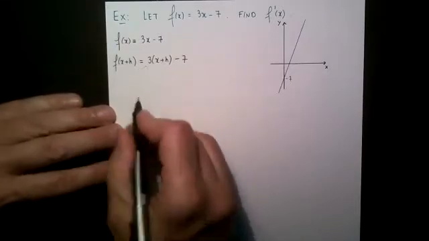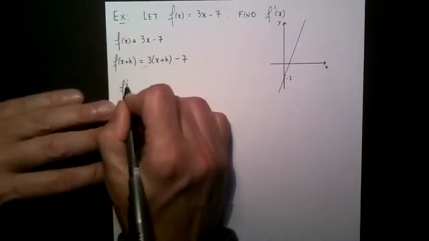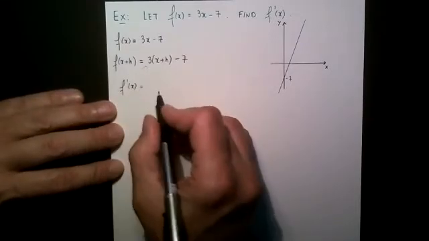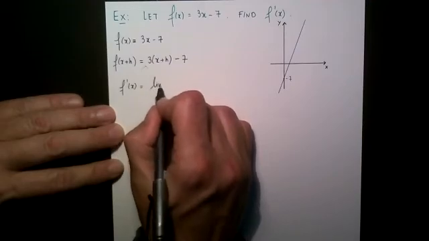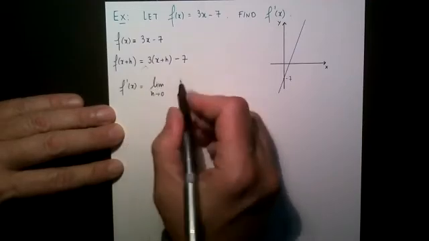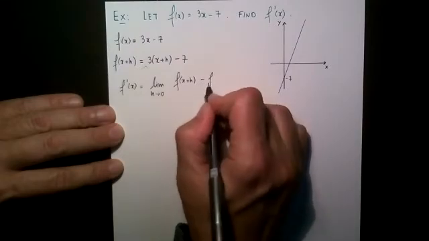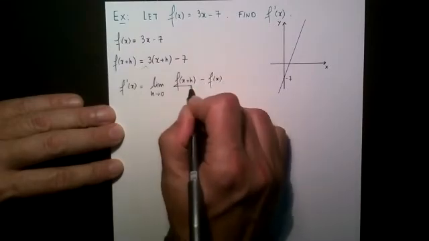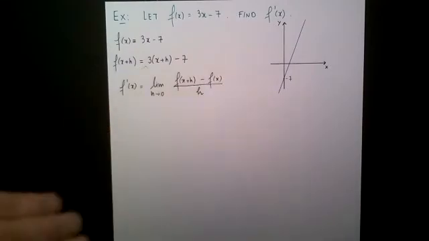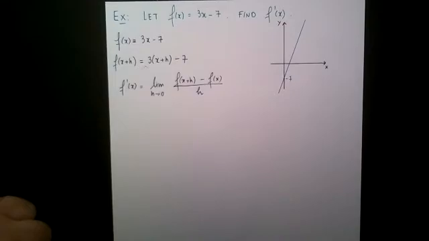So now I'm going to use my formula for f prime. I know that f prime of x is equal to the limit as h approaches 0 of f of x plus h minus f of x, and all this divided by h. Okay, good.